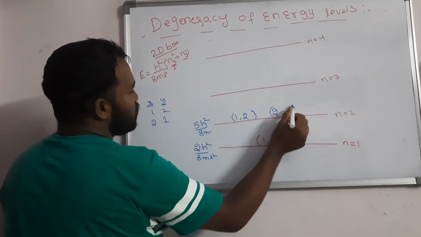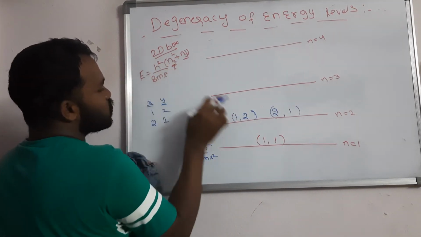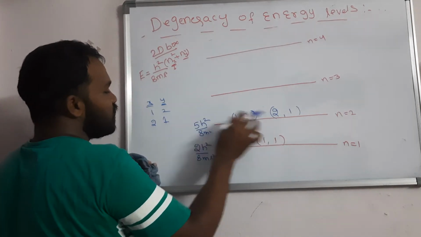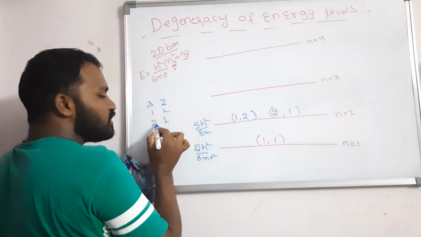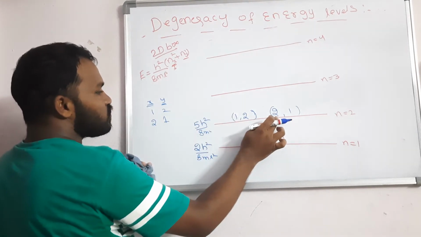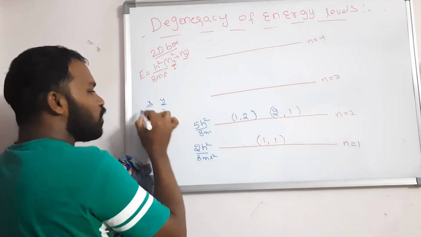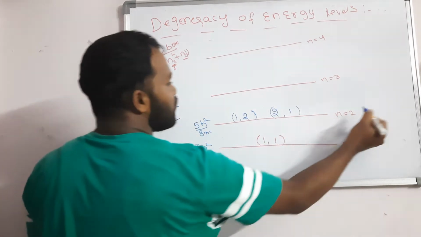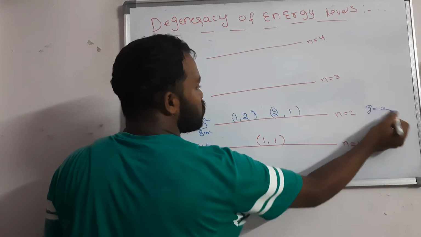2 comma 1: 1 square is 1 plus 2 square is 4, so 1 plus 4 is 5h square by 8ml square. If you take 2 comma 1 it is also the same: 2 square is 4 plus 1, 5h square. So there are two possibilities: 1 2 is one possibility, 2 1 is another. The degeneracy here, g, is equal to 2.